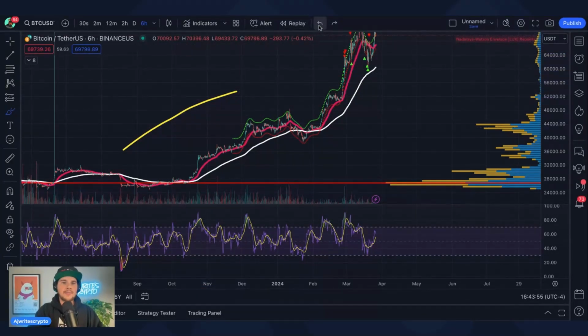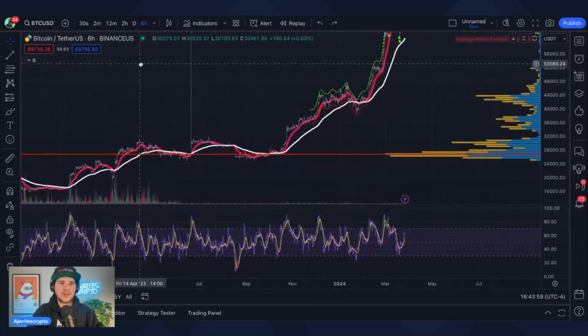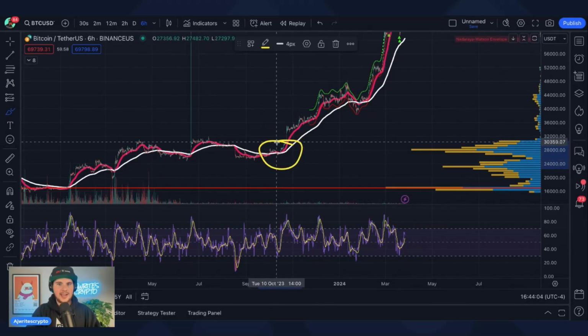So you'll always hear people say like a bull cross, right? Or a death cross. So a bull cross is when the 50-day EMA crosses the 200-day EMA right here.